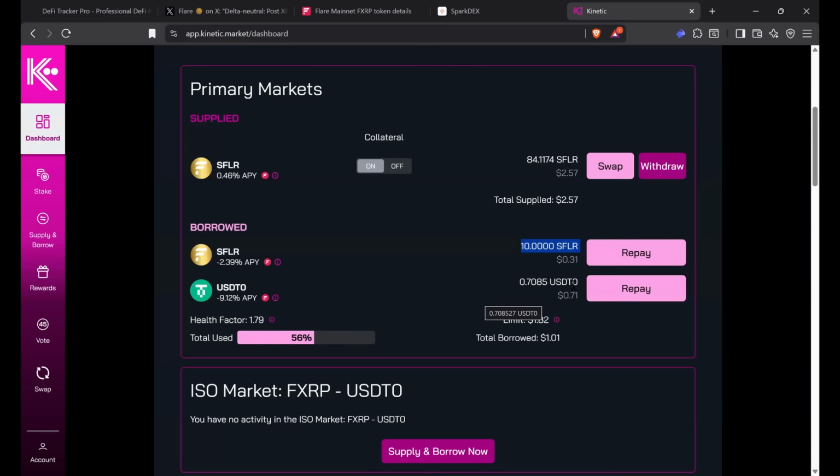In the same way that if I borrow stables and I buy crypto and then crypto doubles, I only have to sell half of my crypto to pay back this debt.